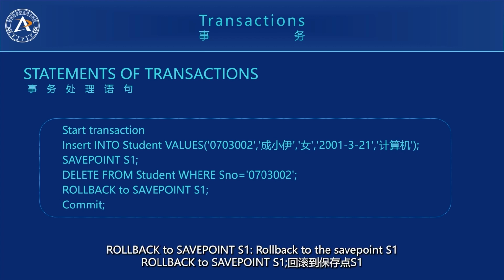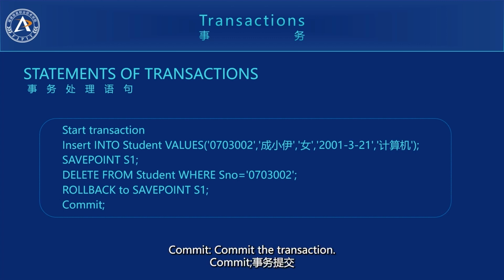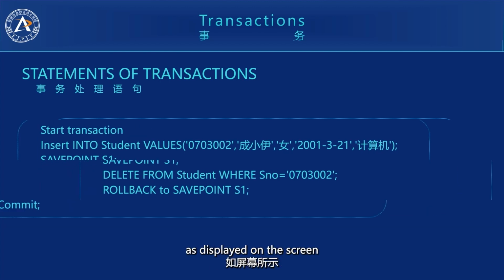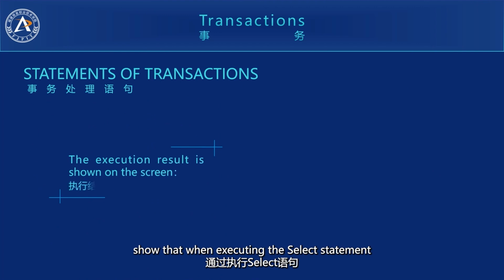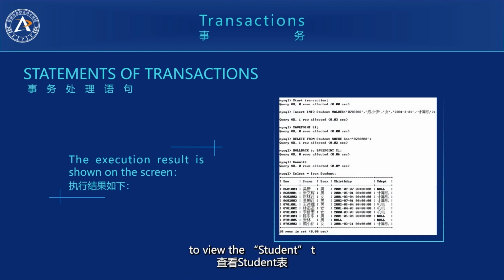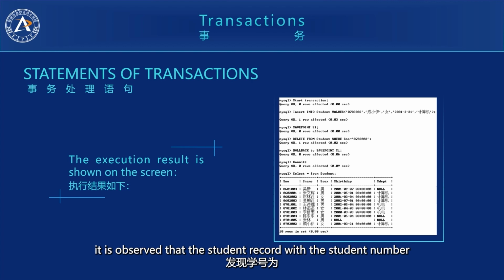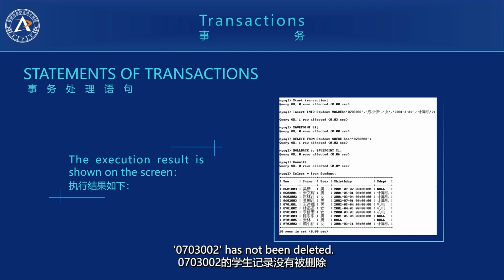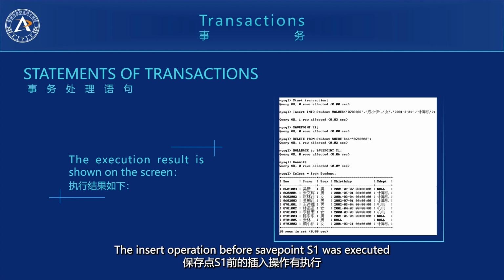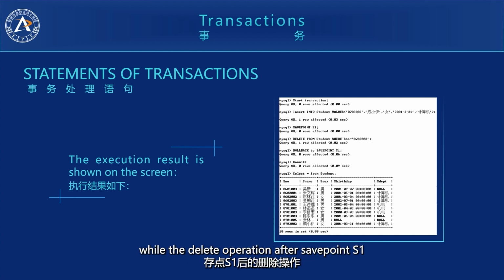Roll back to the save point S1. Commit the transaction. The final execution results, as displayed on the screen, show that when executing the select statement to view the student table, the student record with the student number 0703002 has not been deleted. The insert operation before save point S1 was executed, while the delete operation after save point S1 was rolled back and undone.